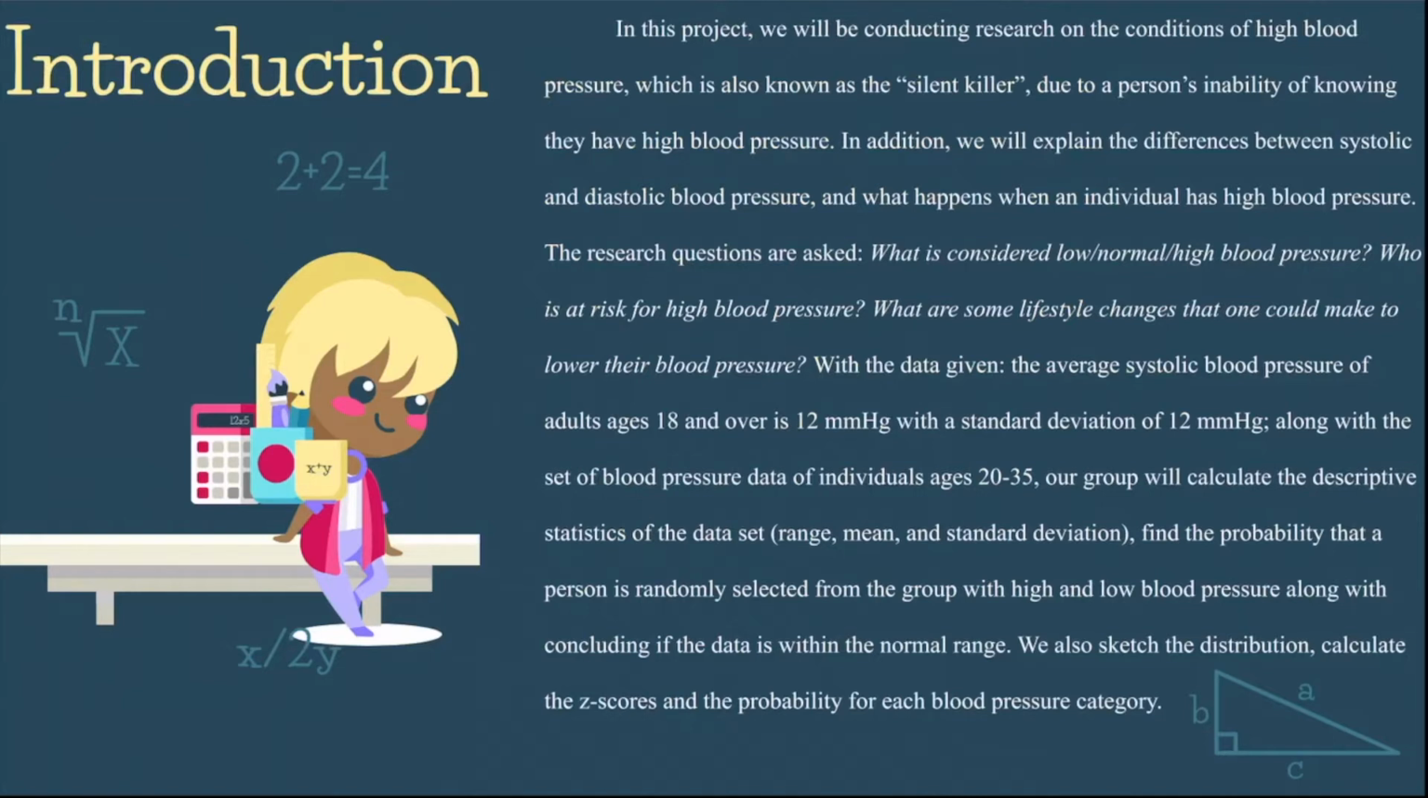The research questions are as follows. What is considered low, normal, high blood pressure? Who is at risk for high blood pressure? And what are some lifestyle changes that one can make to lower their blood pressure?